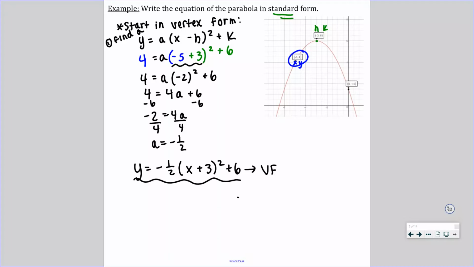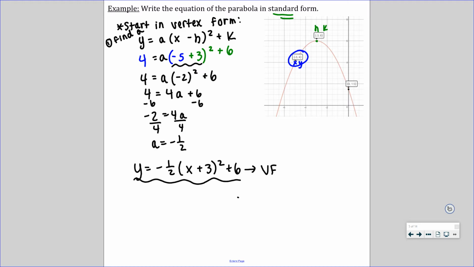All right, so this is Thursday, and we are in lesson 4.8, picking up where we left off in the notes. We were trying to write the equation of this parabola. I told you the easiest way to do this is to start in vertex form, plug in your vertex, which I did in green, and then plug in any point on your parabola, and you have to figure out what your A is, what your constant in front is.